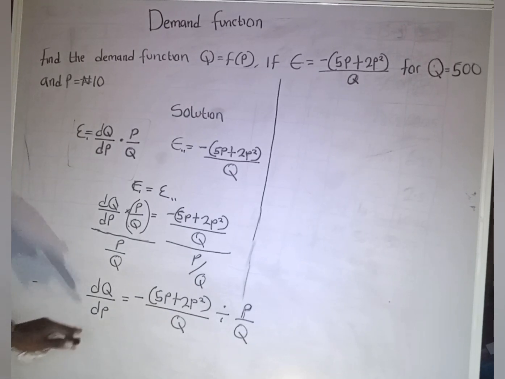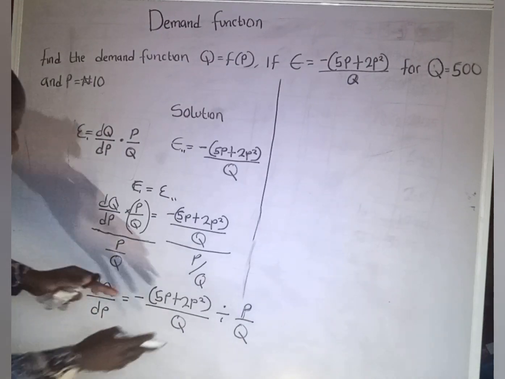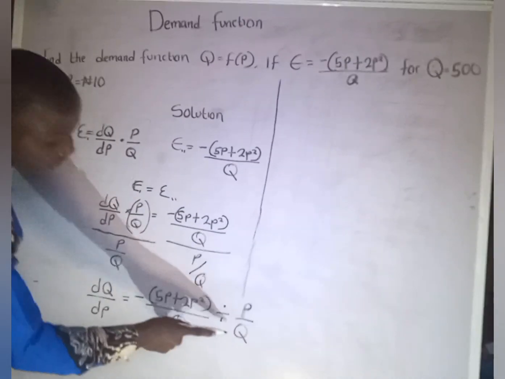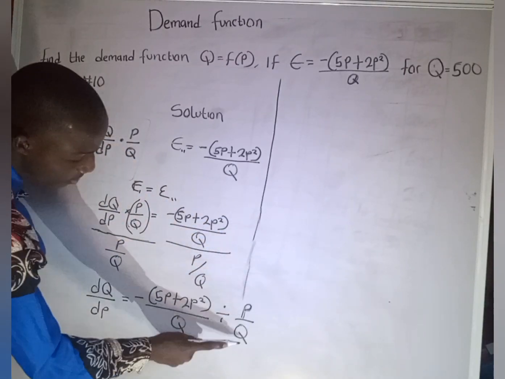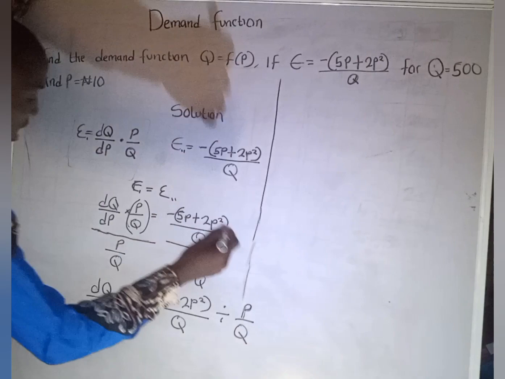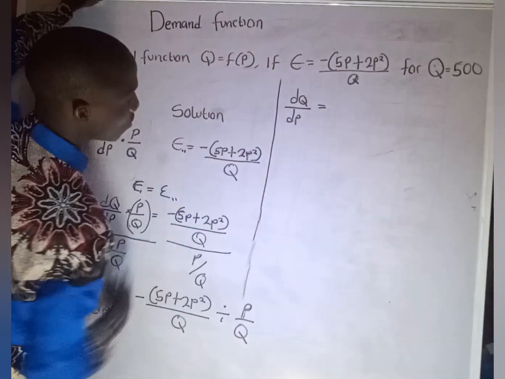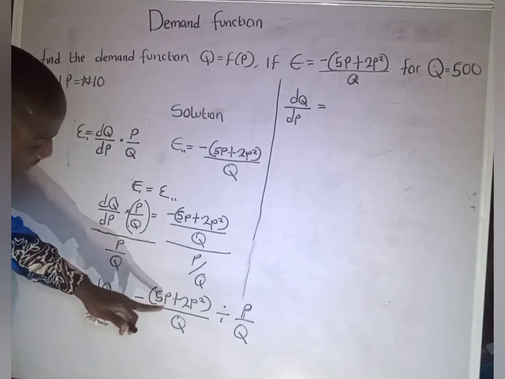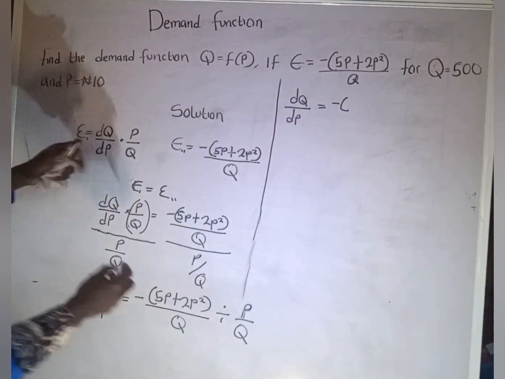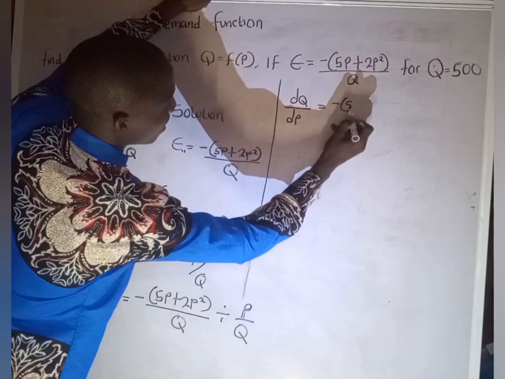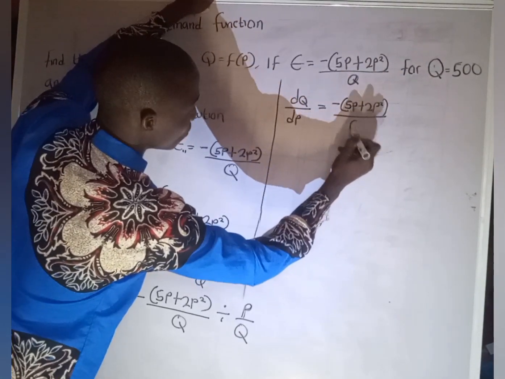So I have this after dividing both sides by P over Q. Now the next thing to do is that if this division sign changes to multiplication, the denominator here will change to the numerator, and the numerator will become the denominator. So I will have Q over P is equal to minus into brackets 5p plus 2p squared, all over Q.